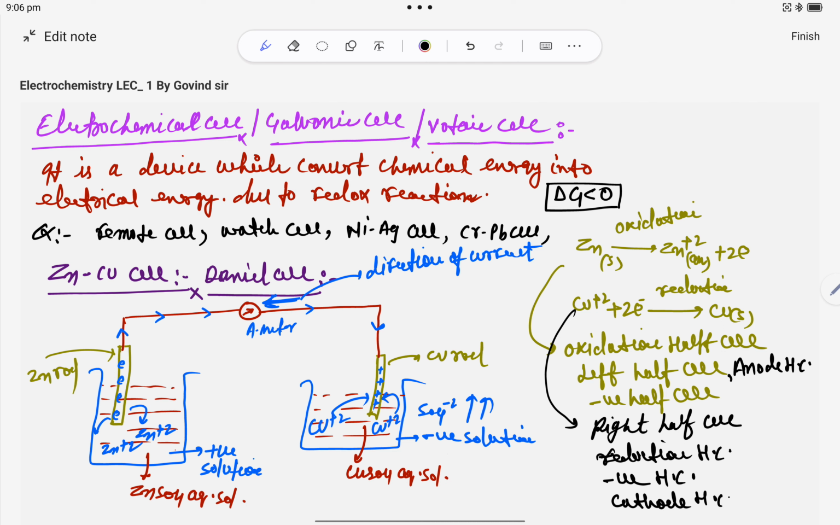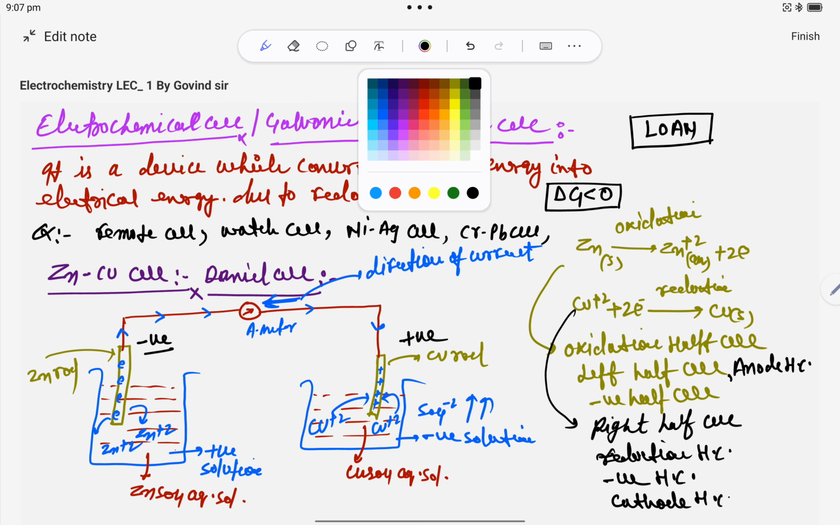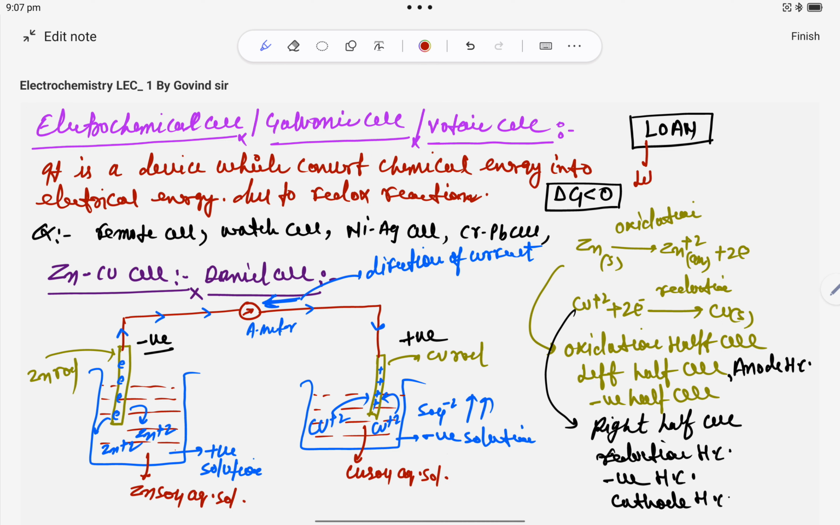Okay, so here the anode, what is the charge on this anode? Tell me. Negative charge. Here copper, positive charge. So you can learn one short trick, always "LOAN" for electrochemical cell. Loan is not the bank loan or something else. Loan means left. Always left side oxidation. Left oxidation, that cell will be the anode and the charge will be negative. That is the concept of LOAN.